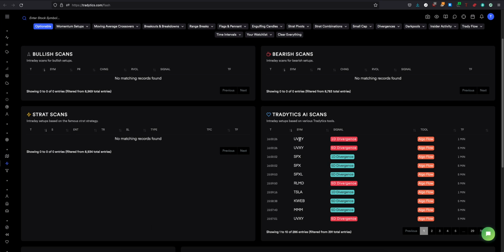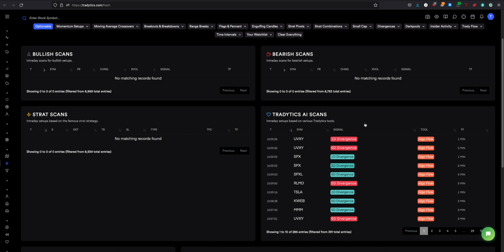Things like UVXY, SPX, QQQ, they're often used for hedging. So usually I will ignore those, at least on divergence scans. But for individual tickers or smaller things like KWeb and things like that, it's more accurate, okay?